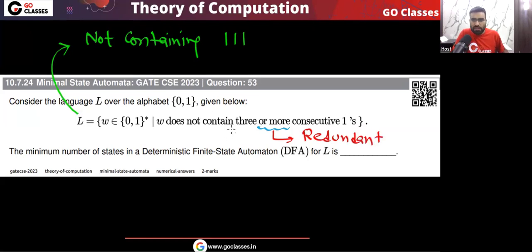Because if you don't have 3 ones, then you cannot have 4 ones. Yes or no? If you do not contain triple one, then you cannot have 4 ones consecutively, 5 ones consecutively, and so on. So this is the idea. Remember, this "or more" is just redundant. So the language is simply not containing triple one.